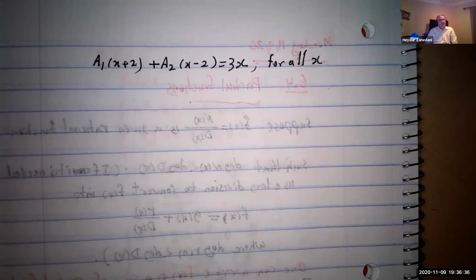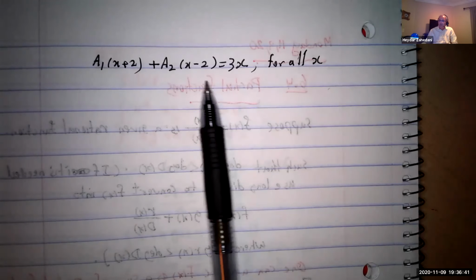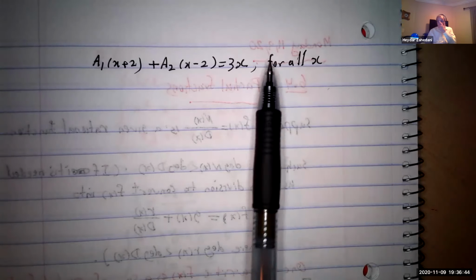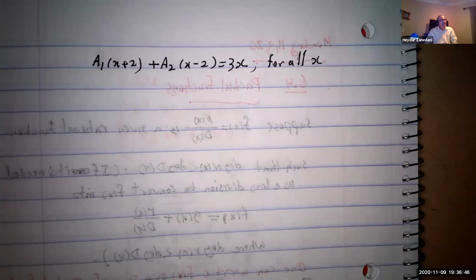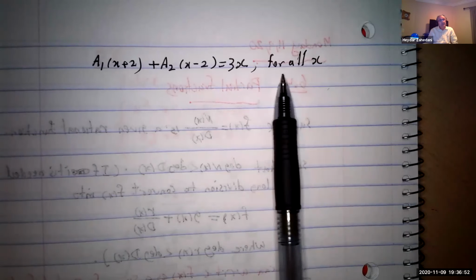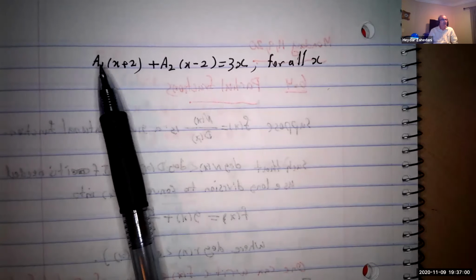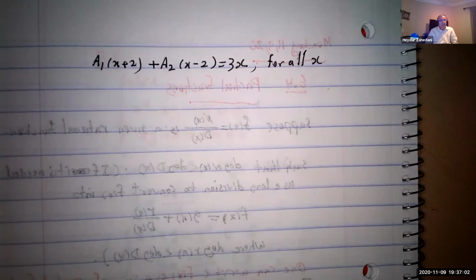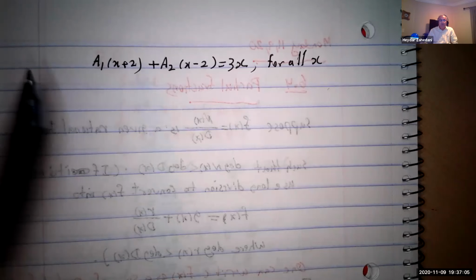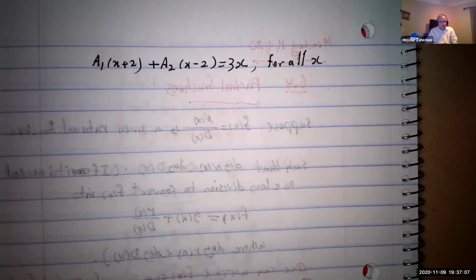In order to find a1 and a2, you need two equations. Since this is true for all values of x, pick two numbers for x. You pick two numbers, you substitute, so that gives you two equations, two variables, then you can solve for a1 and a2. But if you pick nice numbers, you'll be able to find them quickly.